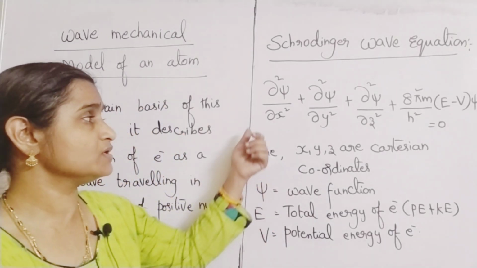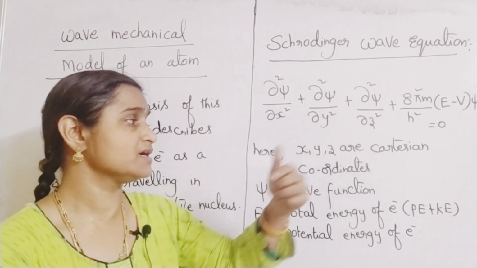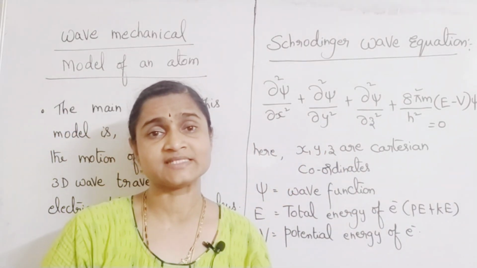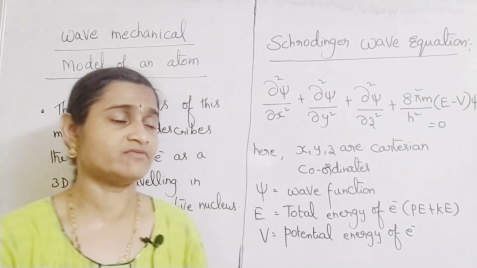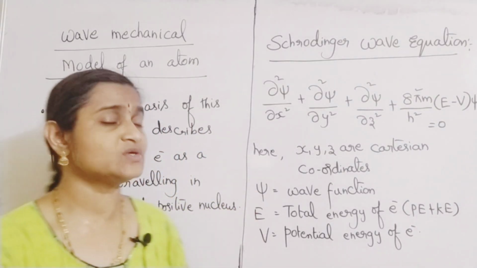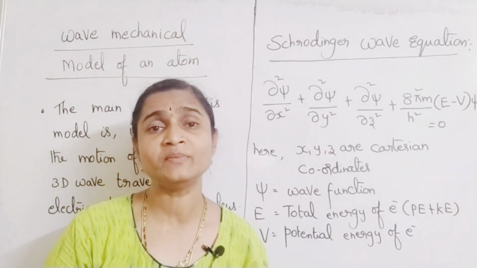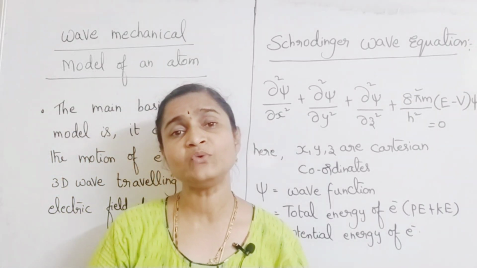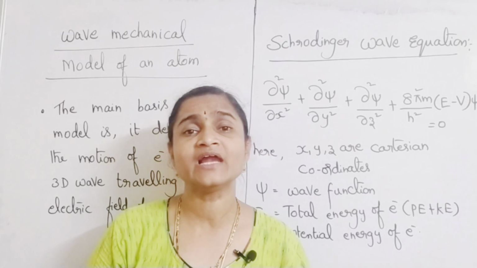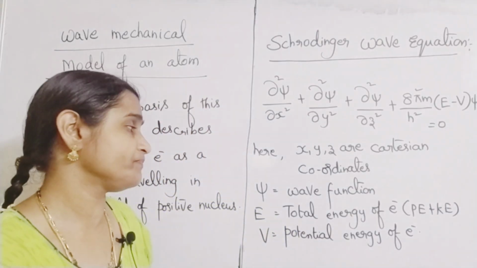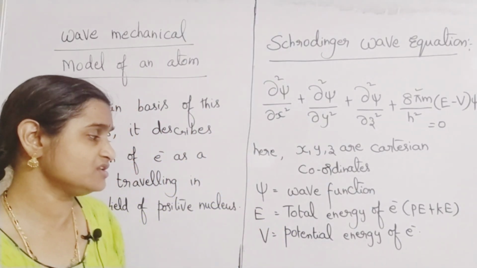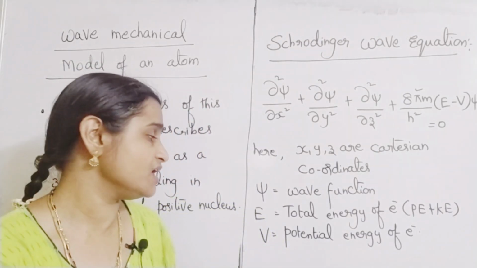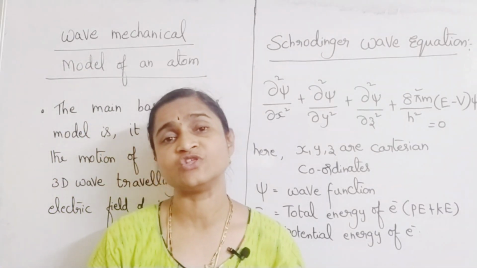So here del x, del y, del z, x and y and z are called as what? X axis, y axis, z axis, Cartesian coordinates. Psi is wave function or probability function. It predicts up to what extent the influence of electron is experienced, and that you call it as wave function. And E is the total energy, kinetic energy plus potential energy, and V is only potential energy of electron.